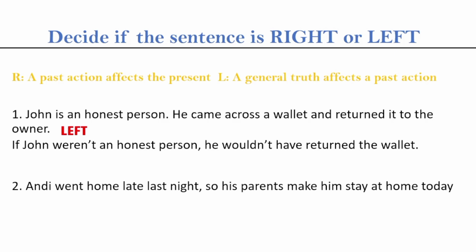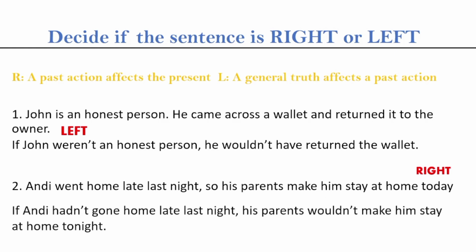Second example: Andy went home late last night, so his parents make him stay at home today. Is it right or left? Yes, this is right. Why? Because we have a past action, which is Andy went home late last night, and this past action affects the present: his parents make him stay at home today. Let's look at the conditional sentence: if Andy hadn't gone home late last night, his parents wouldn't make him stay at home tonight.